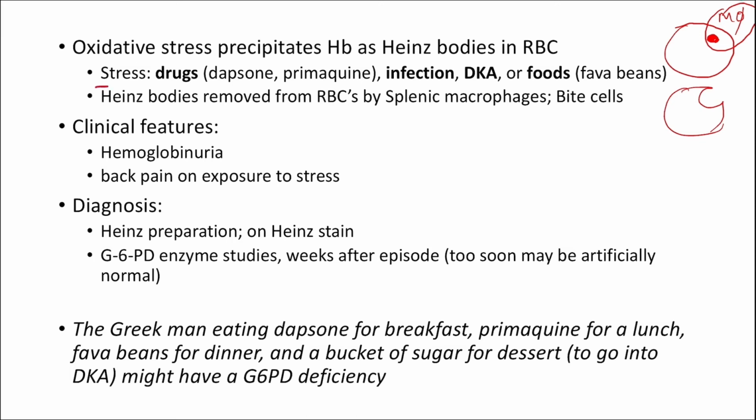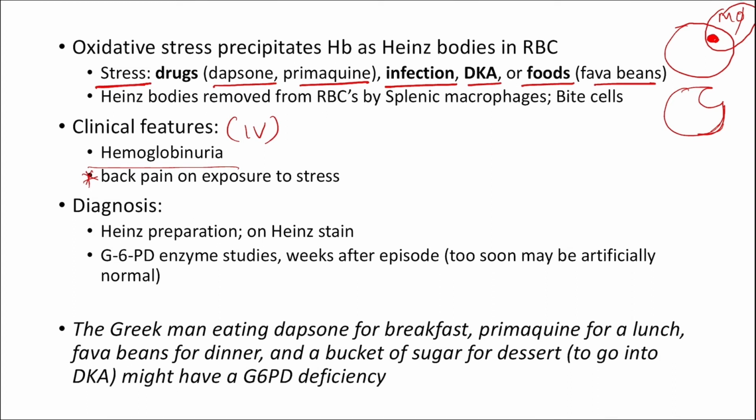So some of the stressors that can lead to an increased amount of oxidative stress in the RBCs are drugs like dapsone and primaquine, infection, diabetic ketoacidosis, and foods like fava beans, especially in the Mediterranean regions. So Heinz bodies are removed from RBCs by splenic macrophages, and what you're left with is bite cells. Clinical features are all of those of intravascular hemolysis, so hemoglobinuria, and something that's unique is back pain on exposure to stress.